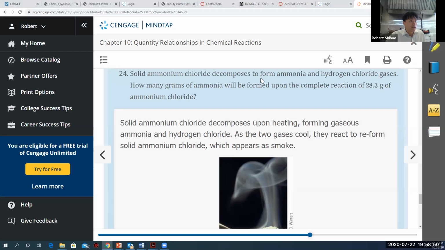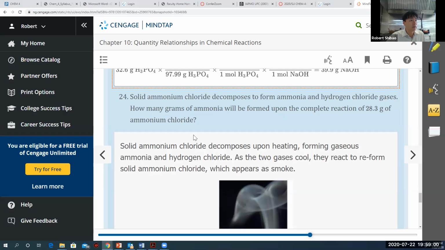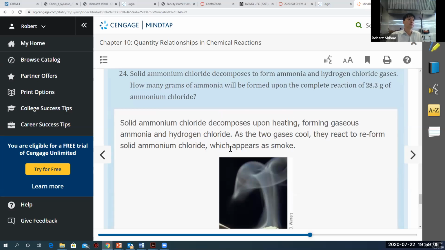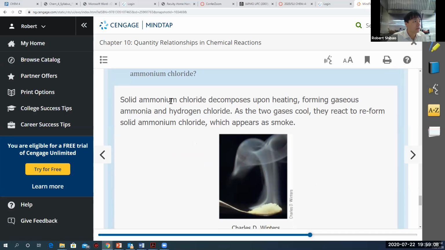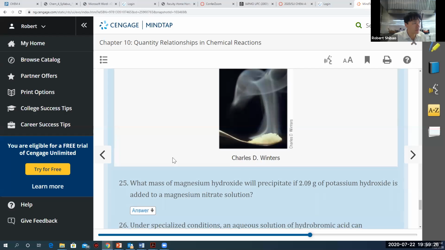Solid ammonium chloride decomposes to form ammonia and hydrogen chloride gas. Now, this is not favorable. This has to be heated. And so you could say upon heating, because we're going from a weaker acid to a stronger acid in this particular case. Hydrogen chloride is HCl, it's a strong acid, compared to ammonium ions, which are weak. But this is not one of the blue problems, I'm going to skip it.